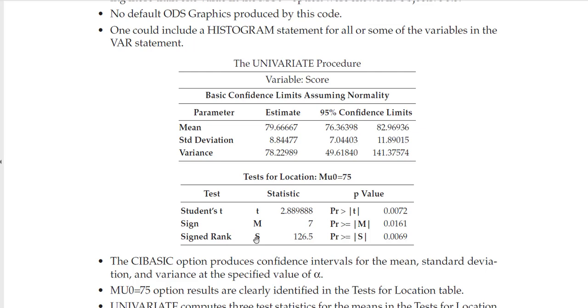These bottom two are non-parametric tests, and so you would need some background in a non-parametric statistics course to fully understand those. We're looking at parametric, meaning that there is a distribution associated with the test we're doing, and that's the normal distribution. That's a parametric test. When we cannot assume normality, we can look at non-parametric tests.